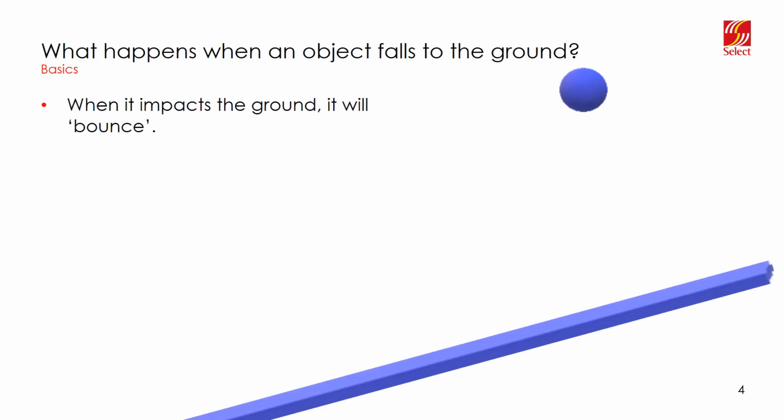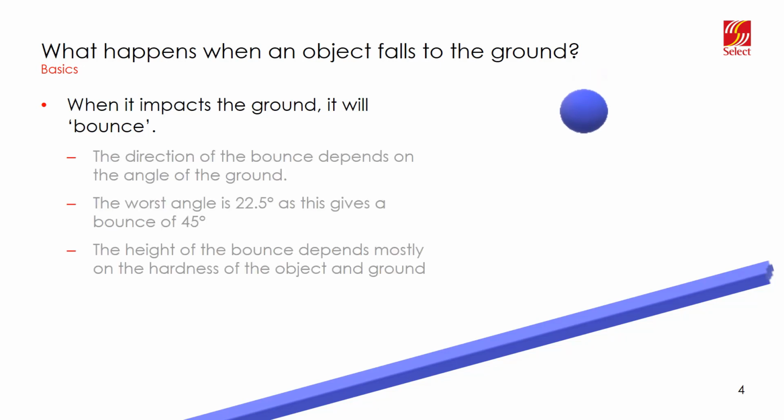The direction of the bounce will depend on the angle of the surface it hits. If it's level, it will just go straight back up. But if it hits a surface of 22.5 degrees, it will deflect it by 22.5 degrees, giving us a worst angle of 45 degrees for a combined angle. Now that's probably the worst case for us at ground level, as it gives the greatest deflection. The harder the surface, the further the bounce.